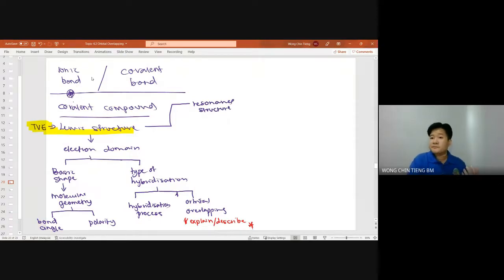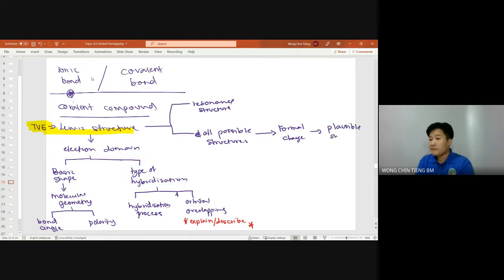There's something in your mind? Okay, and then from that, you also can get your all possible structure. Yang di mana kita boleh ada susunan double bond yang lebih banyak daripada satu, jadi double bond jadi dua, jadi tiga, jadi empat, and so on. So you have your all possible structures. And from all possible structures, you can move on to your formal charge. And from the formal charge, we can get one thing that called plausible structure. Remember? Okay, and sayang, semua benda still based on one same thing, Lewis structure.